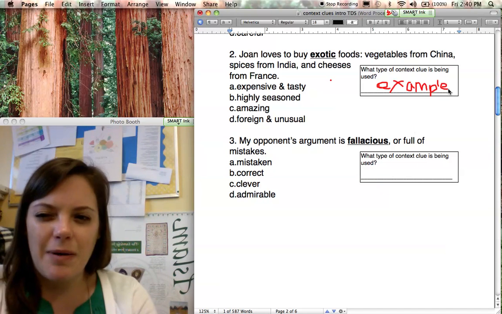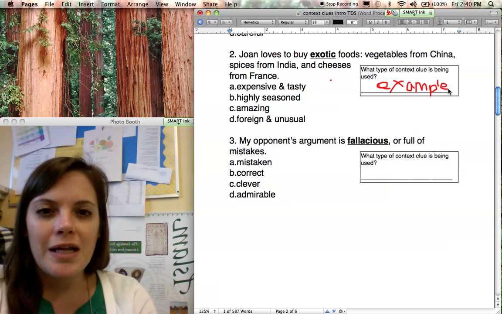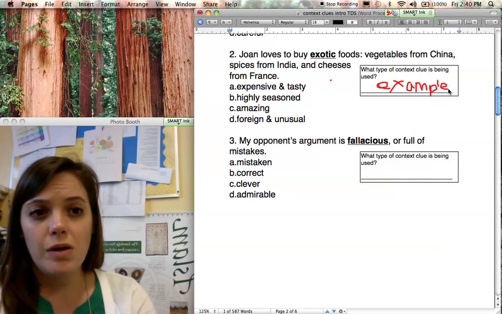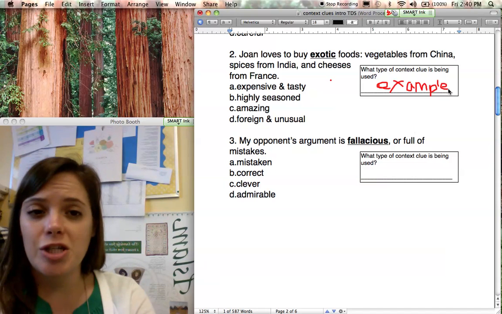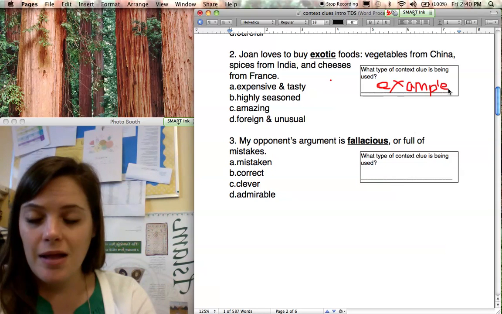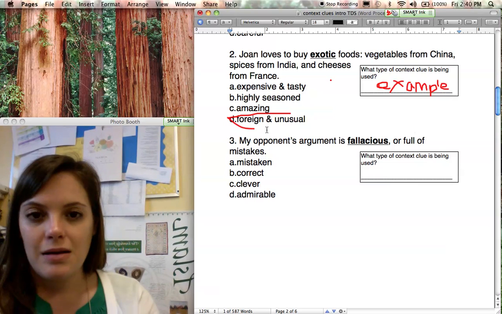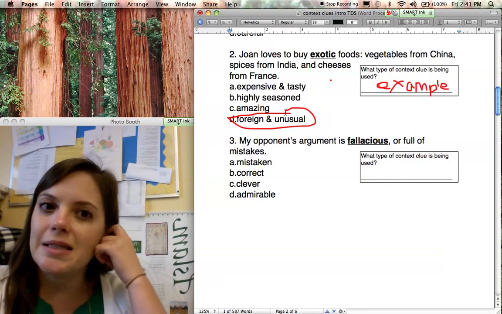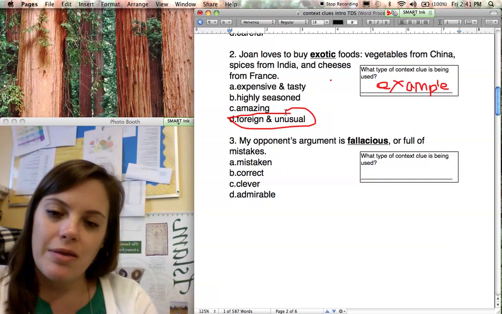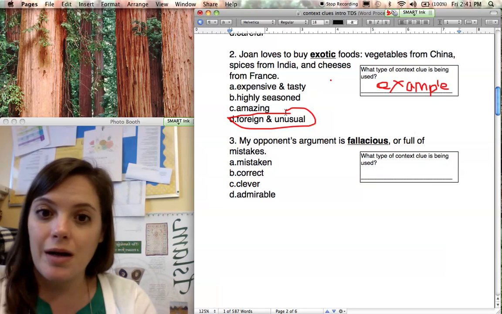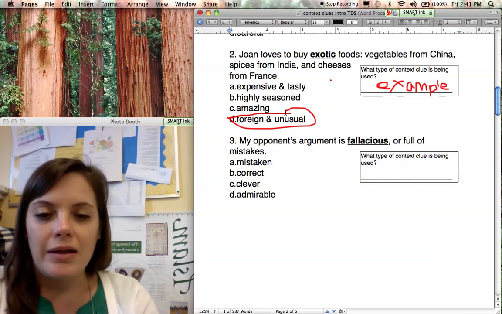But that would kind of depend on what kind of food you liked. D, foreign and unusual. Well, they're all from other countries: China, India, and France. That would make them somewhat unusual in America. So I think D is going to be my best answer based on the examples they gave me there. Now, let's look at number 3.